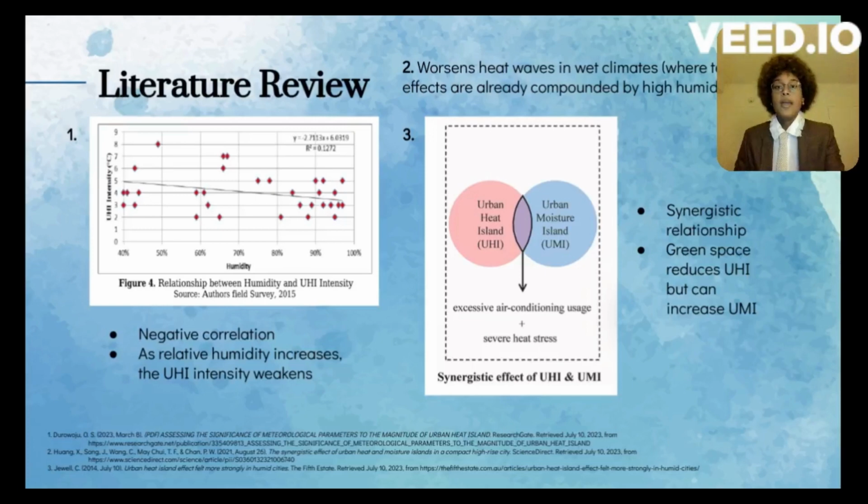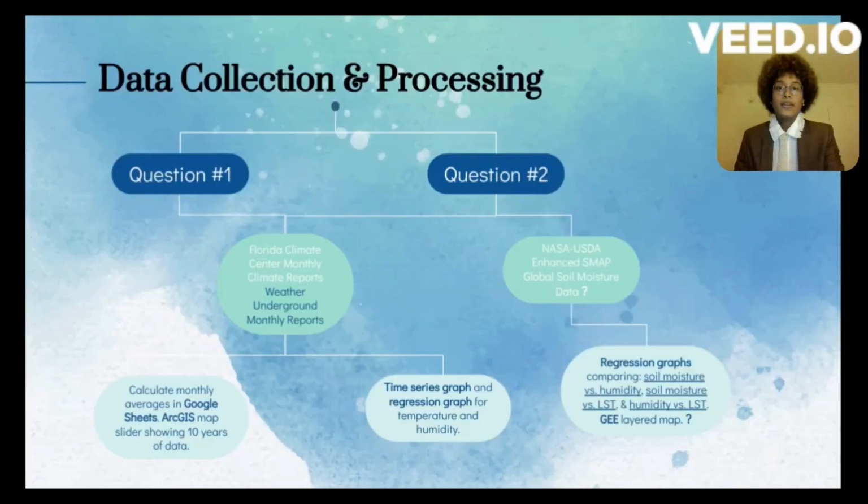In terms of what we did to conduct this study, I sourced my air temperature data from the Florida Climate Center's monthly climate reports, and my humidity data from Weather Underground's monthly reports. I then calculated monthly averages in Google Sheets and created an ArcGIS slider map using this data showing the last 10 years.